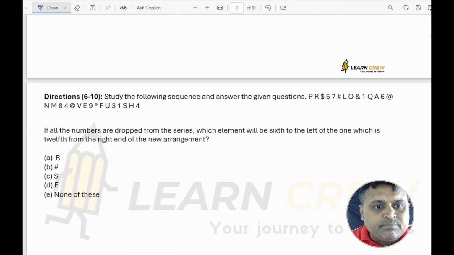Next, if all the numbers are dropped from the series, which element will be 6th to the left of the one which is 12th from the right end of the new arrangement? So here all numbers are dropped. So this is not there, this is not there, 1 is not there, 6 is not there, 8 and 4 are not there, 9 is not there, and 3, 1 and 4, these are not there.